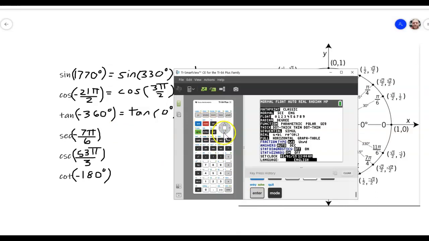So check that one. Change it to degrees.